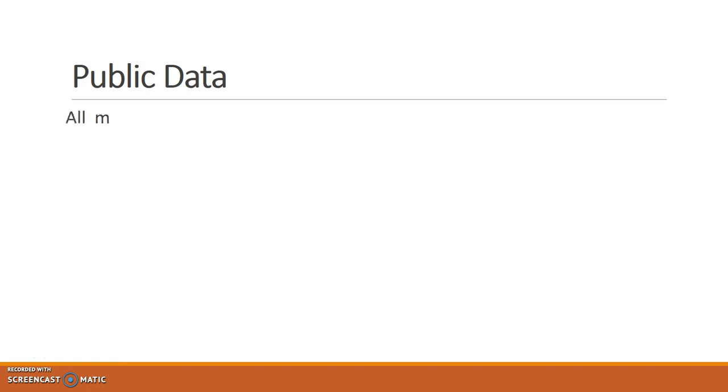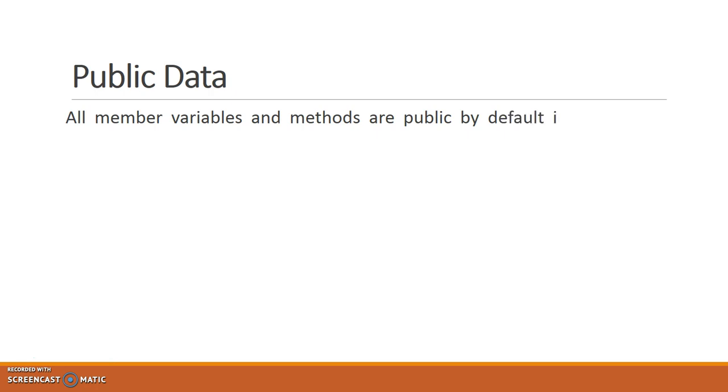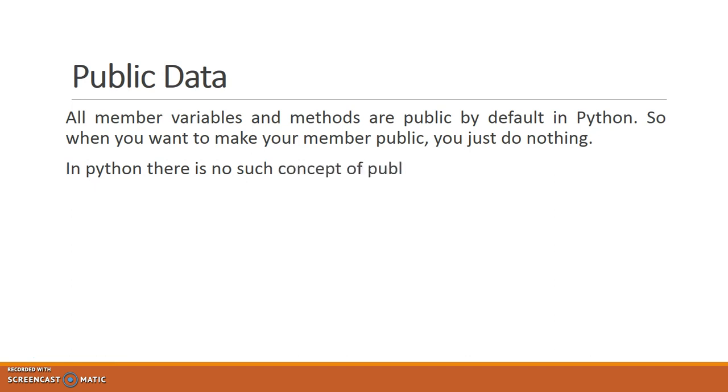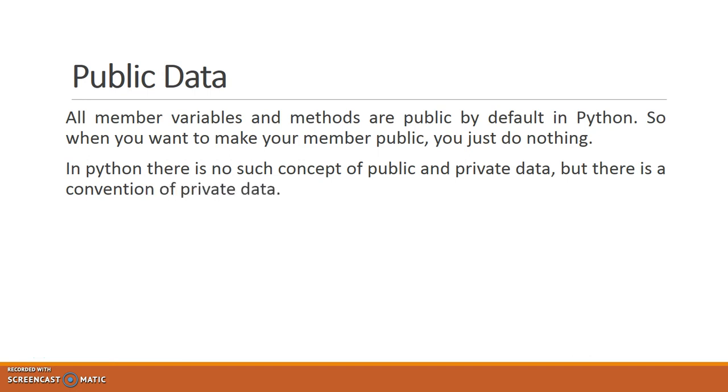So let's start with public data. All member variables and methods are public by default in Python. So when you want to make your member public, you just do nothing. In Python, there is no such concept of public and private data, but there is a convention of private data.